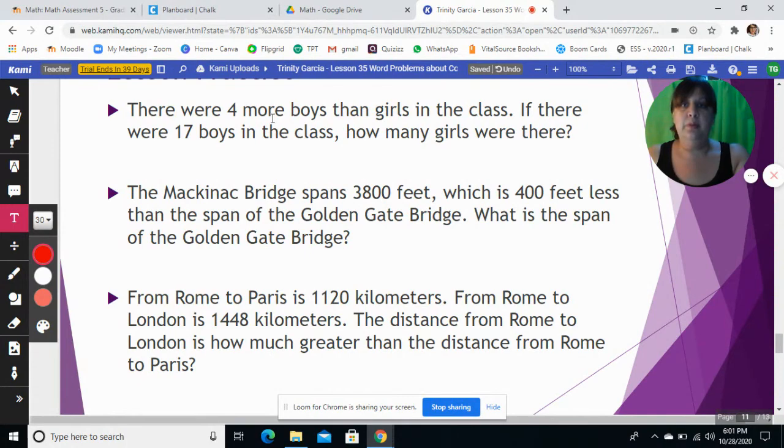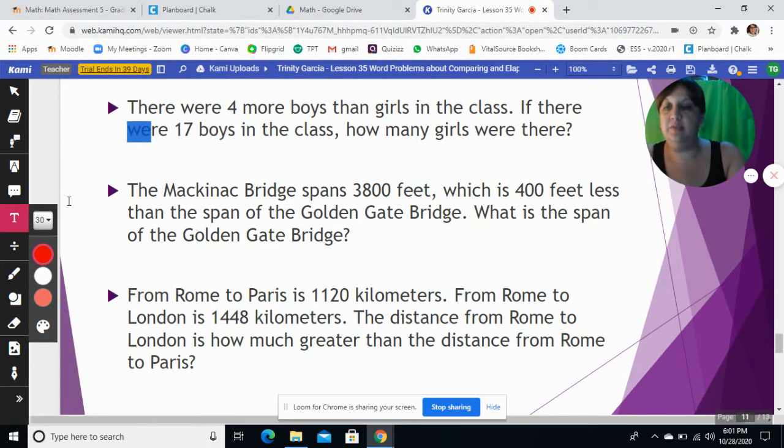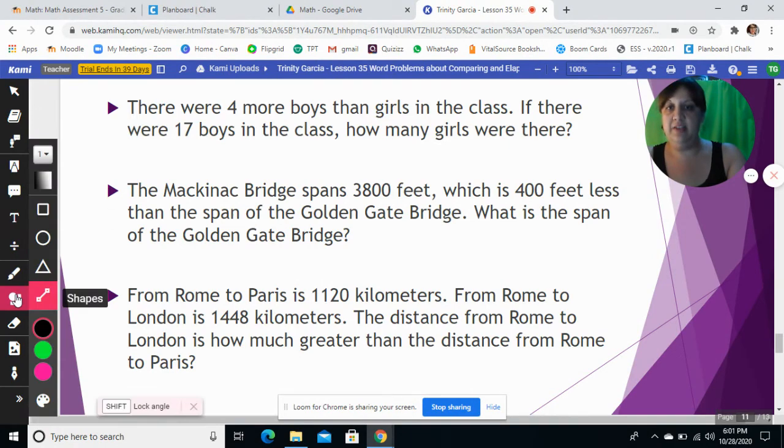There were 4 more boys than girls in class. If there were 17 boys in class, how many girls were there? Well, remember, we need to use the subtraction equation that we learned to figure it out, right? So we know that there were 4 more boys than girls. So let's draw some shapes to represent our girls and boys. We're only going to do this one together, and then you'll do the rest of them on your own.